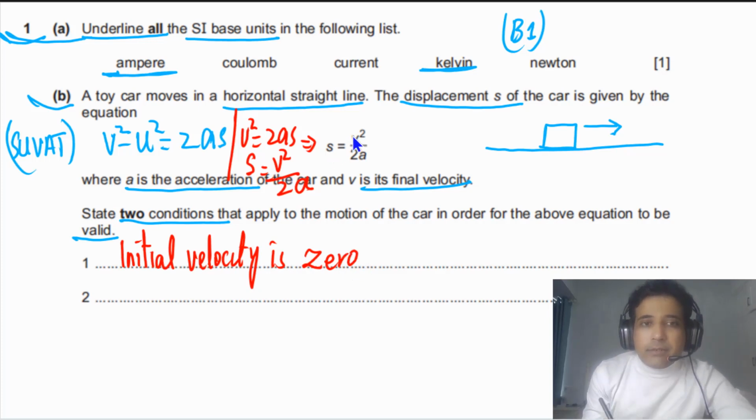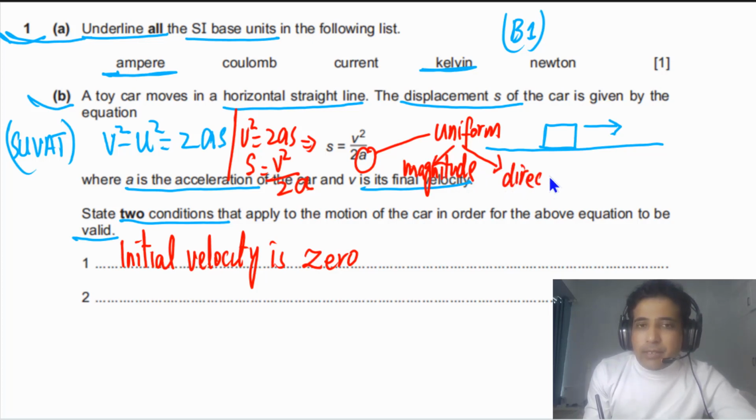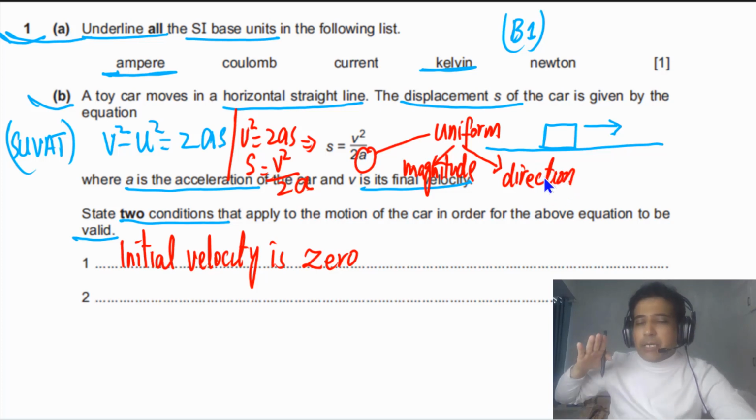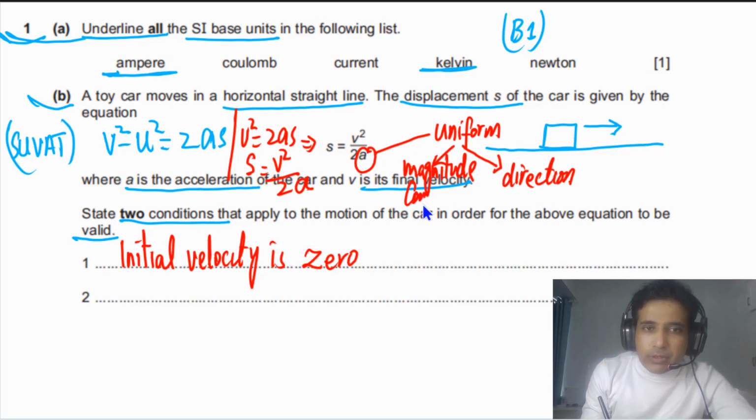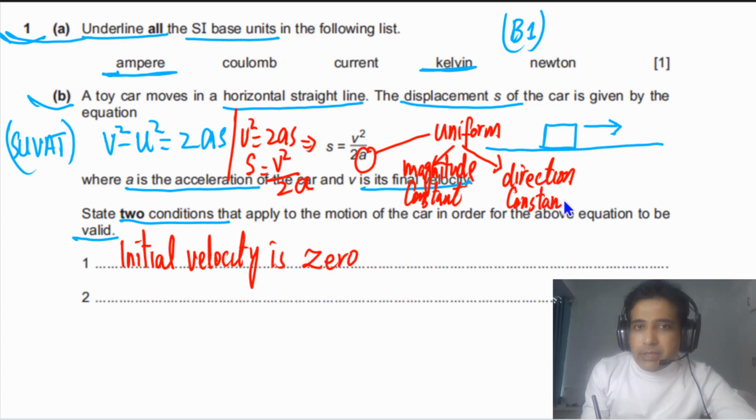And the second condition is that we can use this equation only if A is uniform, or you can say if A is constant. When we say acceleration is uniform, we are talking about the magnitude of acceleration being constant. Then we are also talking about the direction of acceleration, which also has to be constant, meaning the car has to move in one direction. So the magnitude has to be constant and the direction of acceleration also has to be constant, meaning the same direction all the time.